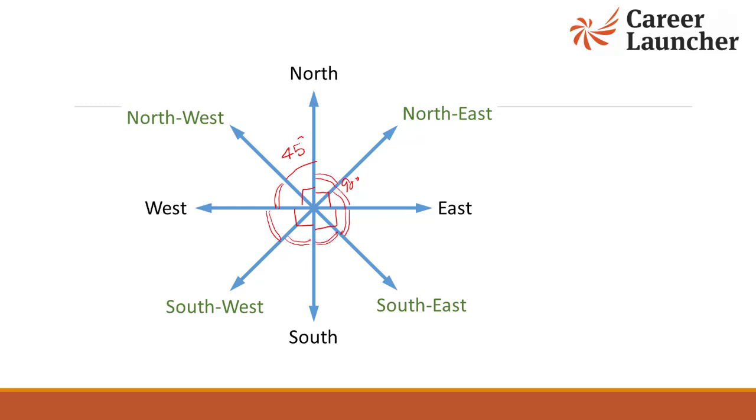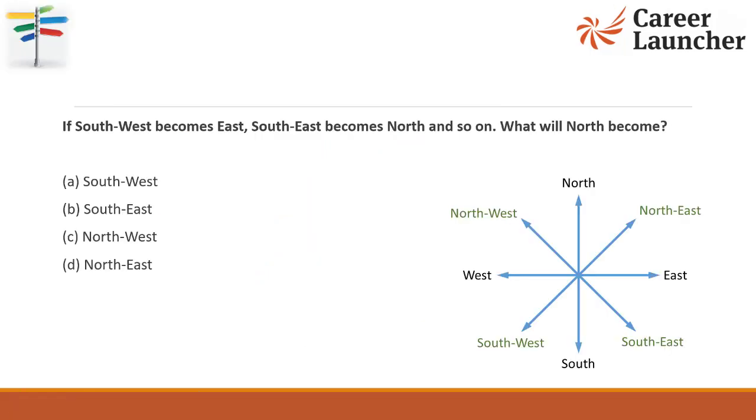Also, we have looked at in the previous session that any movement towards the right is said to be in the clockwise direction, whereas any movement towards the left is said to be in the anti-clockwise direction. So these are the few concepts that are required to solve the directions questions based on angles. So here comes the first question.